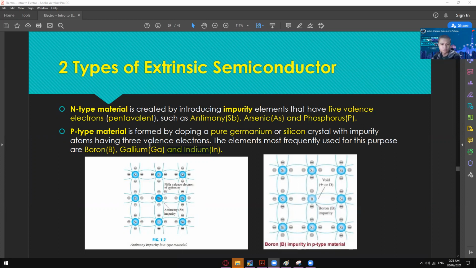Sir, saan po ba makakabili ng breadboard? Sa mga electronic shop. If you are here in Baguio, saan ka ba ngayon? Baguio, sir. Meron yan sa harap ng, in front of SLU.